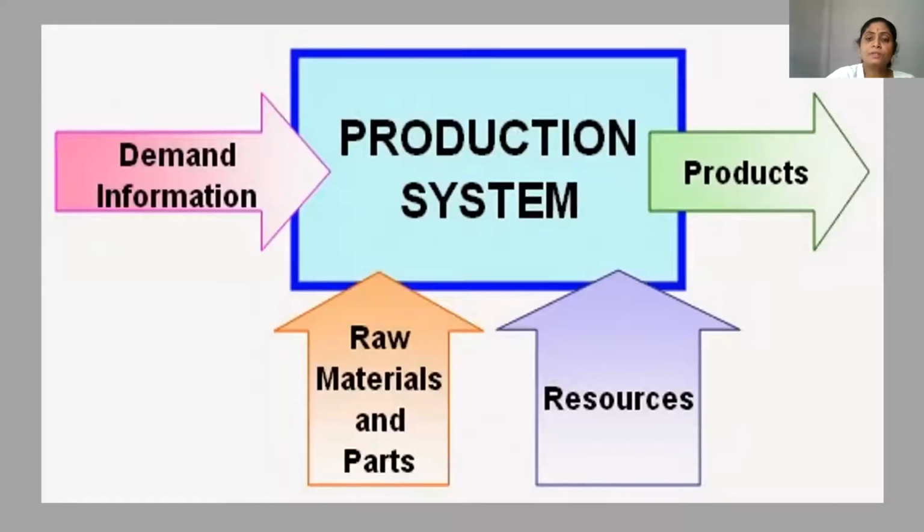You can see the production system as depicted in this picture. Demand information. Based on the demand, we are going to convert raw materials, with the help of man, machine, and money, into a final product. This is the production system.